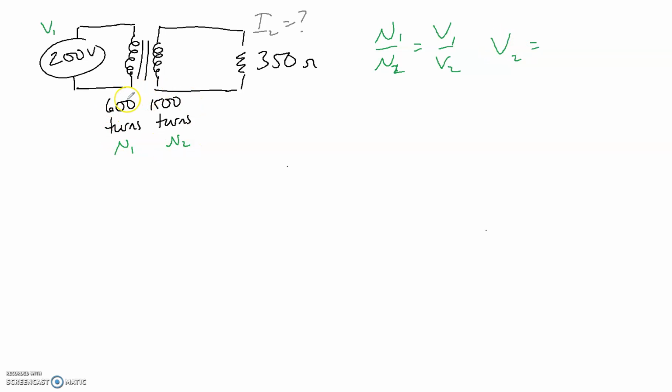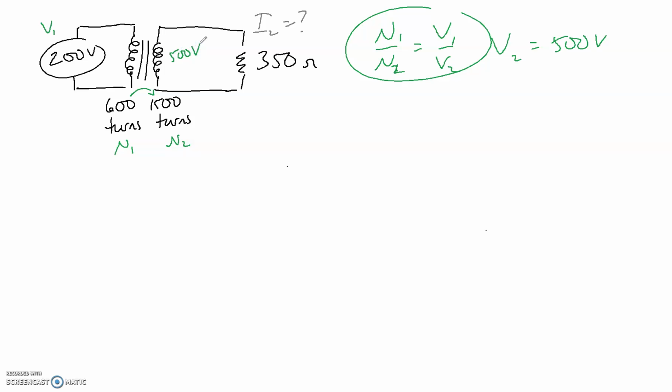Now, this right here, it went from 600 to 1500. It got 2.5 times bigger. If there's 2.5 times more turns, my voltage has to get 2.5 times bigger. And 2.5 times 200 is 500 volts. Or just plug them in there, cross multiply and divide. It'll all work out just fine. So this has to have 500 volts on it.